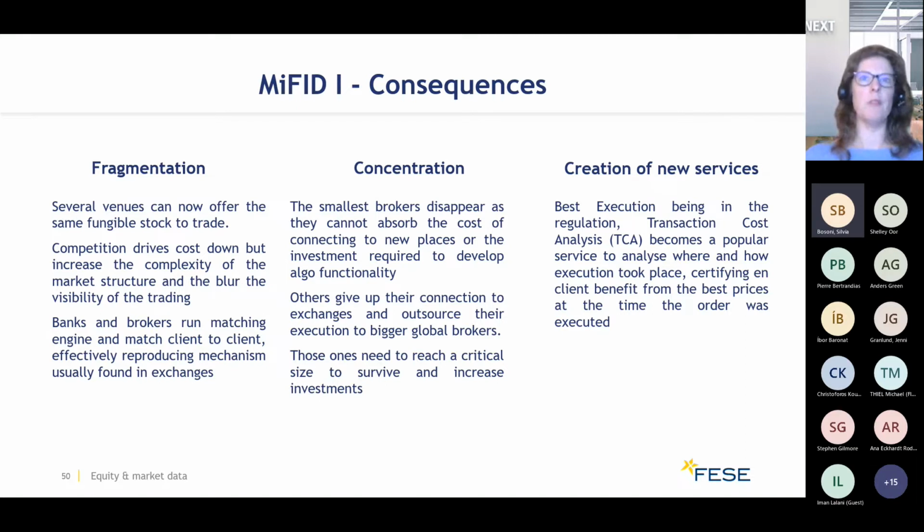Because of cost developments, you could also see a development in the broker concentration. Smaller brokers had difficulty catching up with the new environment. They consolidated into larger brokers, and new services were developed as a result of best execution rules and transparency rules. As you can see, transaction cost analysis, which catered to best execution, also catered to the discussion: am I getting my money's worth as an investor? Next slide, please, Sarah.